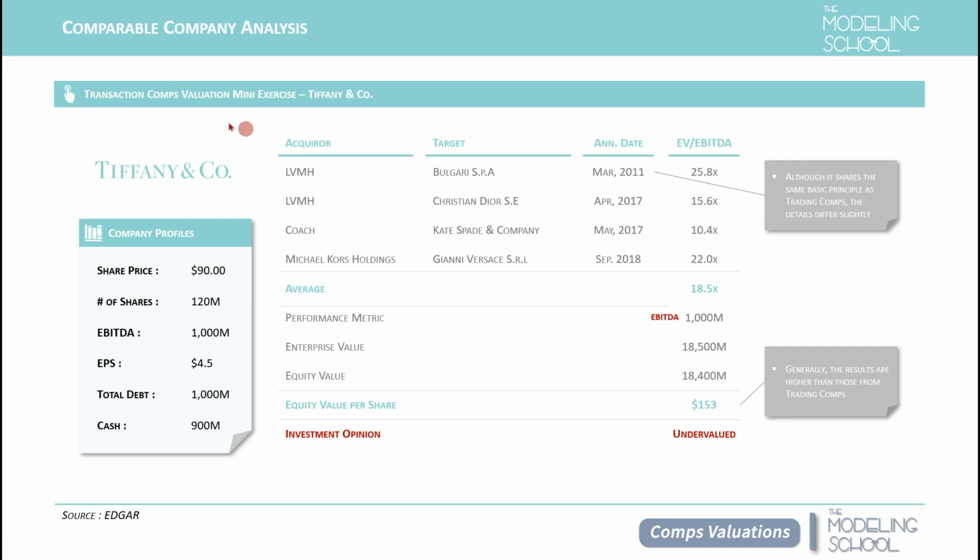We've briefly explored the principles of these two methods, but don't worry if you didn't fully understand them. From now on, we'll take a more detailed, step-by-step approach to study these valuation techniques.